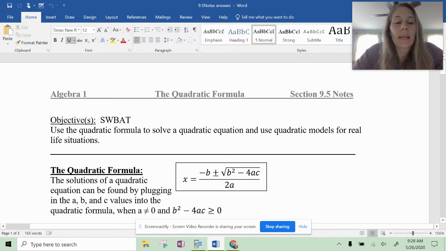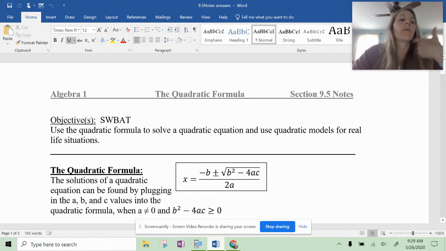Right, good morning. So today we are going to move on to another method to solving the quadratic equation or function, and that is going to be the quadratic formula. You may have heard of it before. The advantage to it is it can be used for any type of quadratic equation.